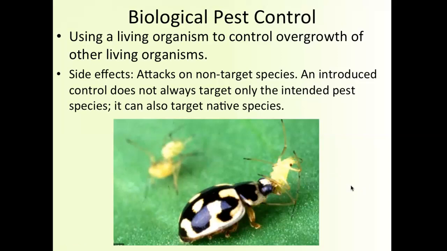There are side effects though, right? As you would imagine, if you wanted to unleash a living thing to take care of your problem, you might have unintended other problems. So you could have attacks on non-target species. When you introduce something that's alive, you can't control it. You don't know what it's going to do, and so it can have all these unintended consequences on a certain area. It can also target native species, so you don't know what you're going to get. So you have to be very controlled with biological pest control.